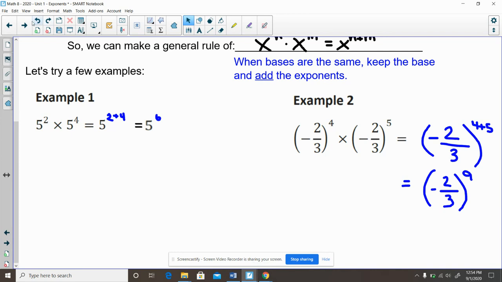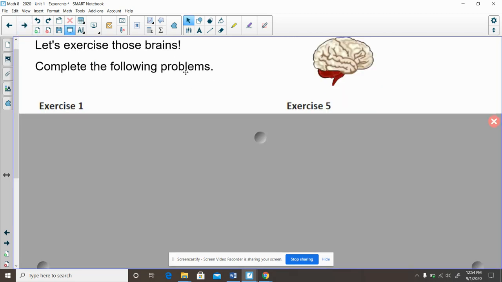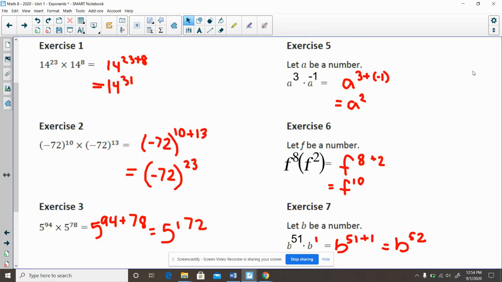All right, let's take a look at the next page. It says, let's exercise those brains, complete the following problems. So take the next few minutes to fill out this page, and then I will show you the answers. Okay, let's take a look. Here are the answers to exercises 1 through 7.